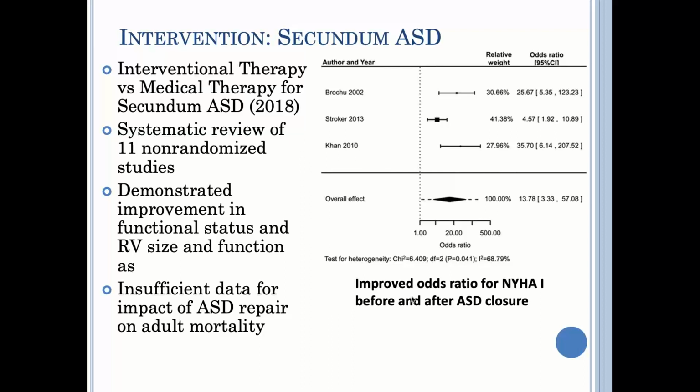but they were able to demonstrate that it has shown functional status improvement and reduction in RV size and RV function. I just highlighted one of the figures here that they have for improved odds ratio for NYHA class 1 before and after ASD closure, as you can see with the diamond that's shown here.